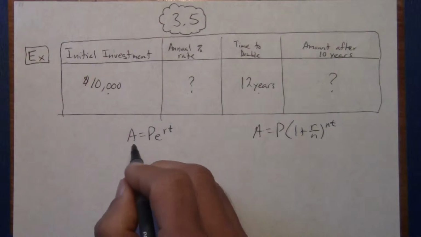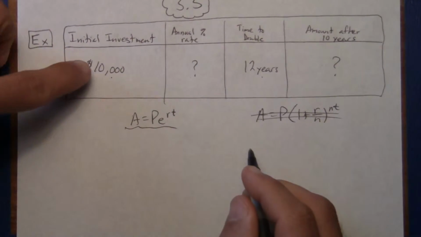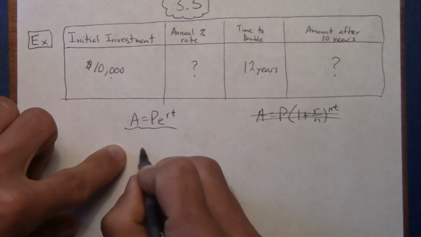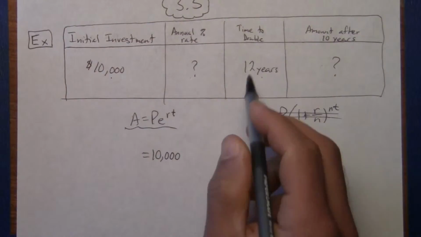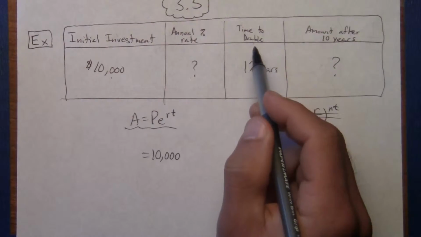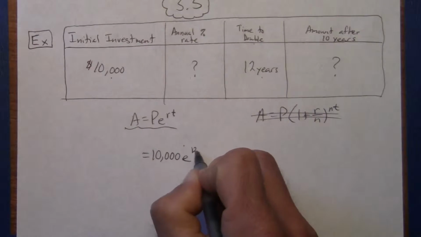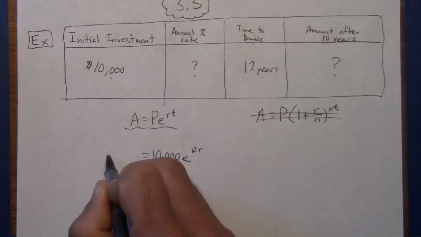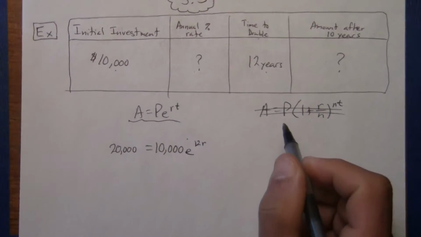Alright, so I know what formula to use. Now I'm going to try to figure out my information. Well, I know I'm investing $10,000. That is what P is. So that will never change in the setup. I know it takes 12 years for the amount of money to double. So if I put 12 in for T, don't know the interest rate yet, I would end up with $20,000 because I started with 10 and they want that to double.